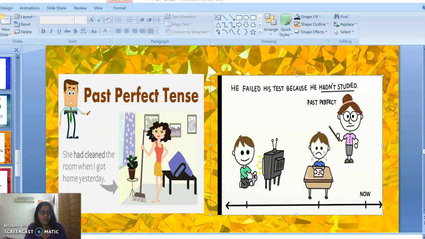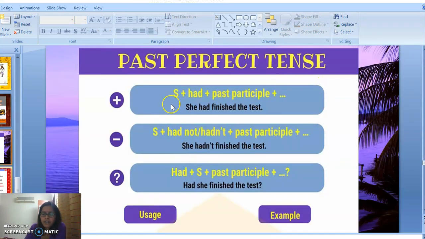Now moving on to the formation part. Formation, past perfect tense: subject followed by had plus past participle, or third form of the verb. And also you have to keep one thing in mind: whether your subject is singular or plural, you have to use had in both situations, or you can say that you will use only had. It doesn't matter whether your subject is singular or plural. She had finished the test. Another example is a negative sentence. She hadn't finished the test. And another example is of interrogative type. Had she finished the test? I hope I am clear.